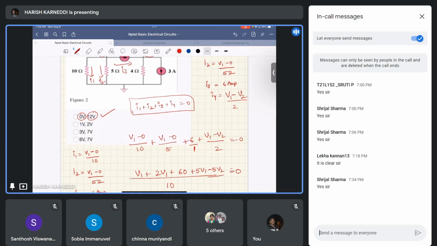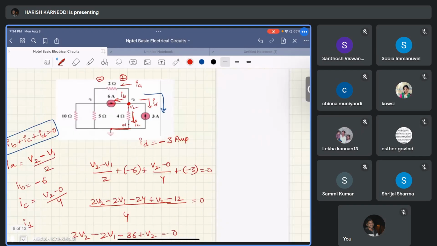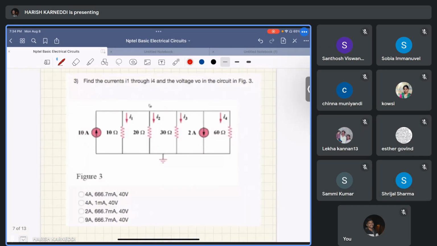Okay, fine. We are moving to the next problem. The next problem is: find the currents I1 through I4 and the voltage V0 in the circuit in figure 3. Here, how many nodes are there?